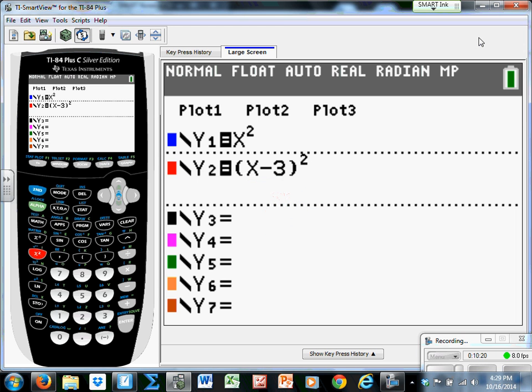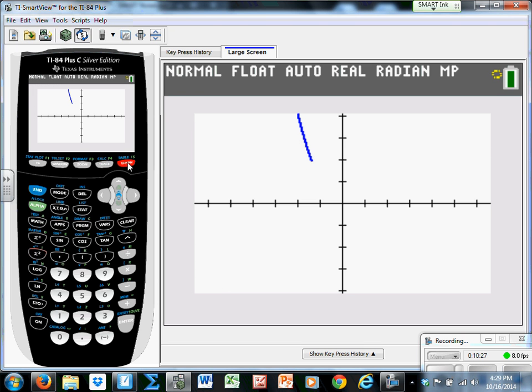Now we're going to see, where does this graph go? I'm going to push graph. Think about where you think it's going to go. Here's the parent function. Here's x minus 3 squared. Whoa, did it go where you thought it would?